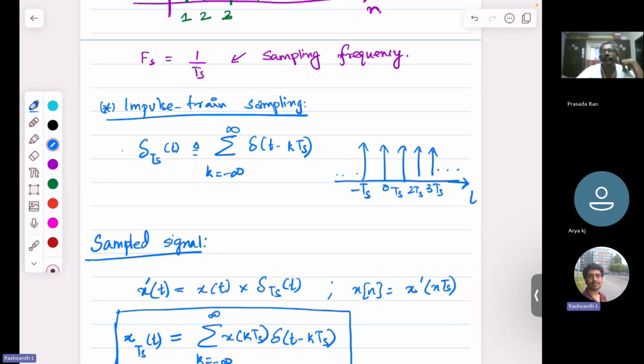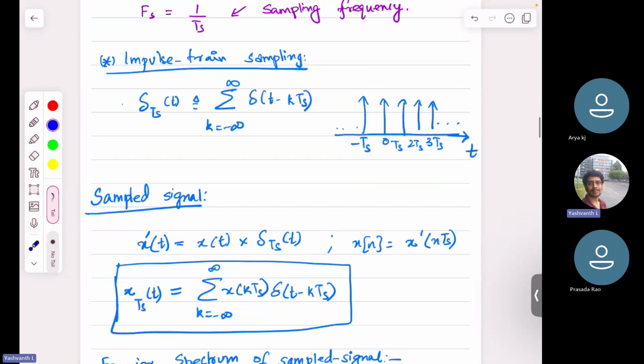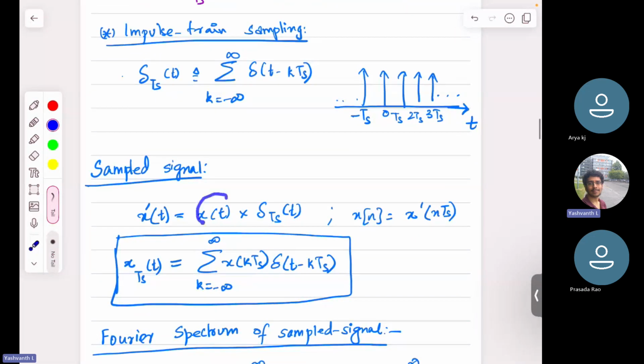This is your time axis, and then you have delta functions at every instant in time, once in Ts, the sampling interval. Basically, it is a periodic signal, and this is called an impulse train. Now what I do is multiply my given continuous time signal x of t with this impulse train. I multiply both these signals.